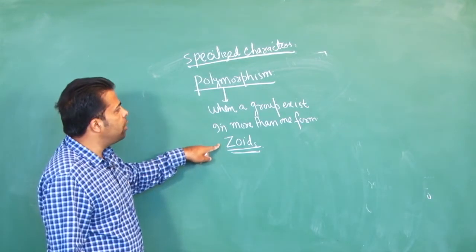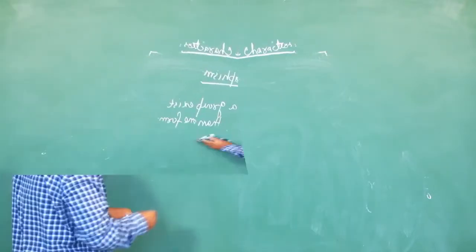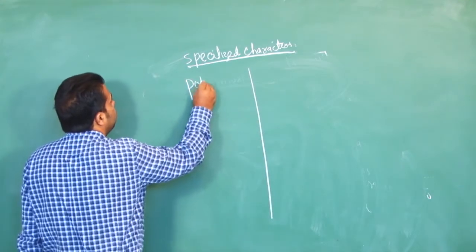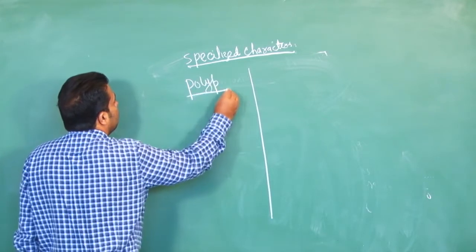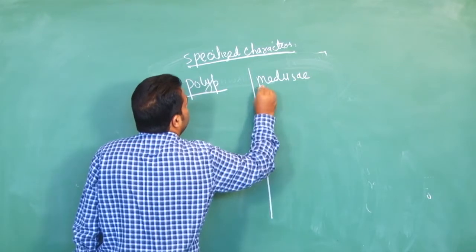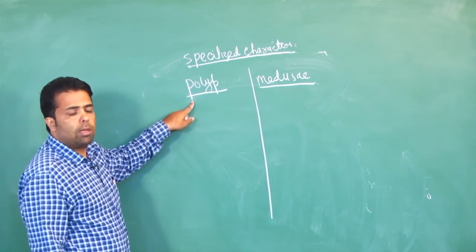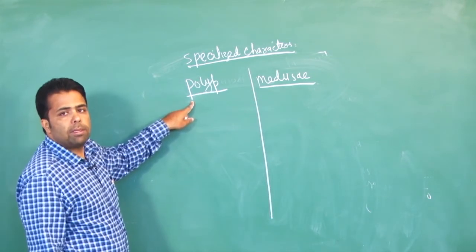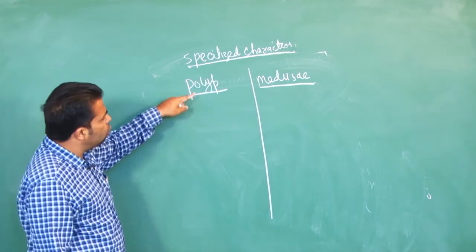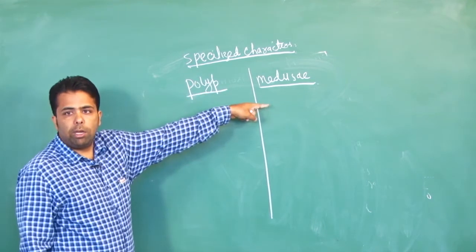And we need to mention here the two important forms: polyp and medusa. So the most important feature of Coelenterata is polymorphism. That's, they exist in more than one form, and these forms are called zooids. And what are the two important forms of Coelenterata? They are polyp and medusa.